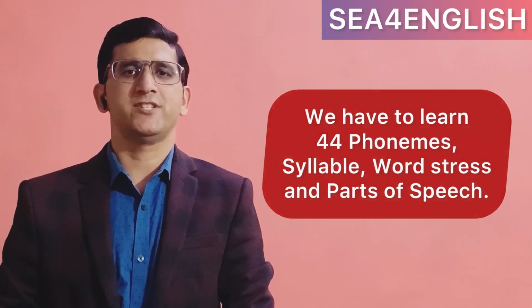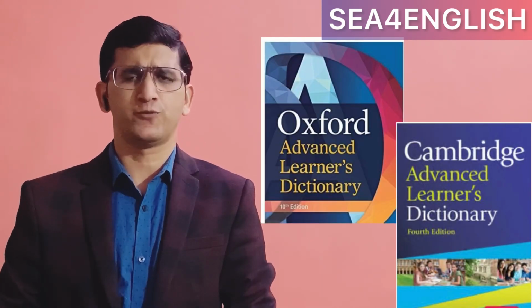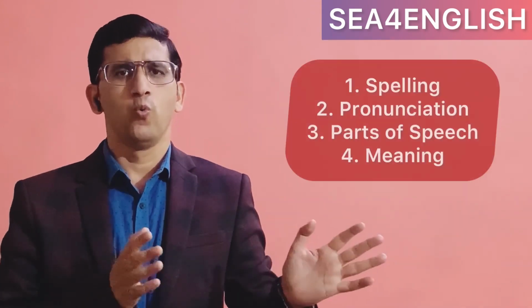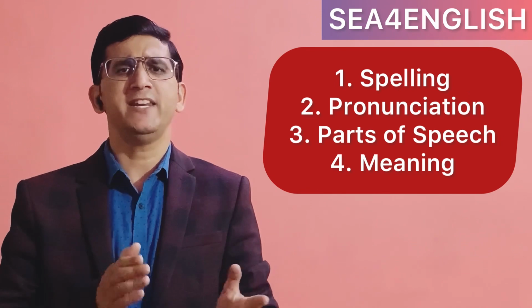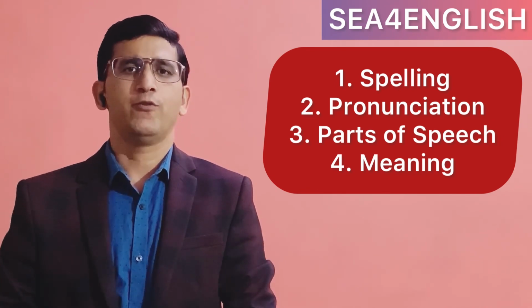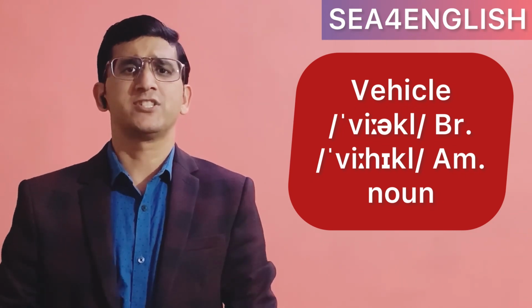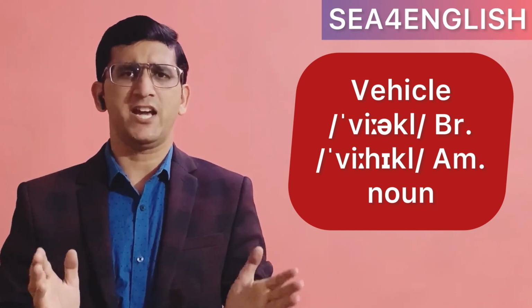So let's get started. In every standard dictionary, like Oxford or Cambridge, first the word's spelling is written, then pronunciation is written, then its part of speech is given, then its meaning is given. For example, look at this word: V-E-H-I-C-L-E. It is its spelling. Then its pronunciation is written. Pronunciation is written in slash.